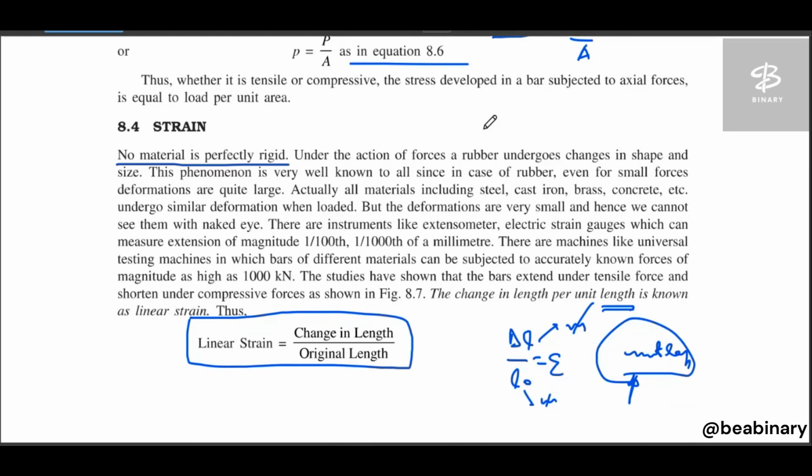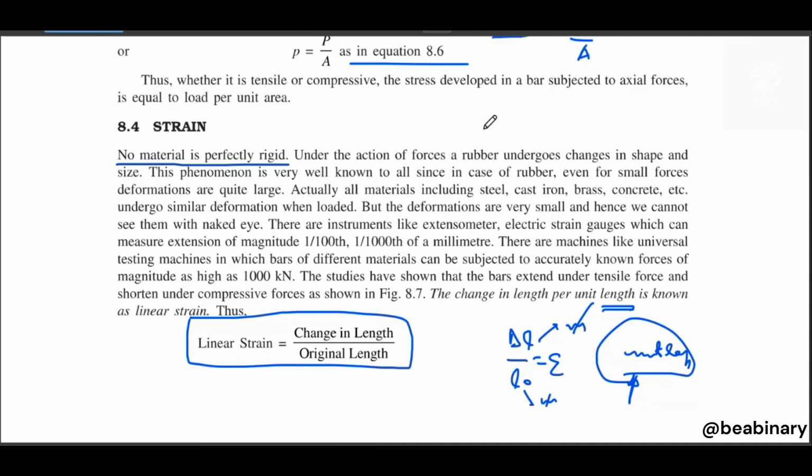Rubber is basically an elastic body. This phenomenon is very well known to all in the case of rubber. Even for small forces, deformation is quite large. Actually, all materials, including steel, cast iron, brass, concrete, etc., undergo similar deformation when loaded. Steel is more elastic than other components, more elastic than rubber, cast iron, brass, etc.